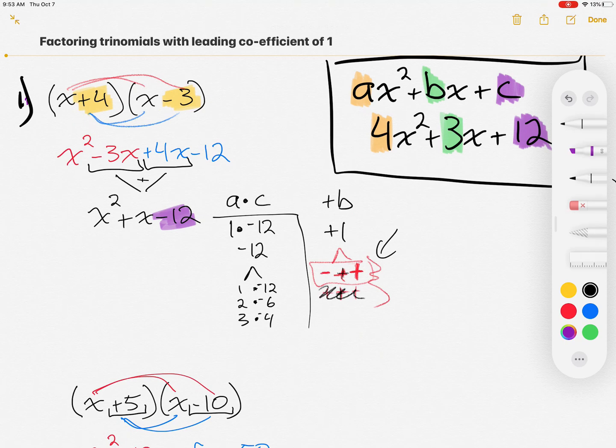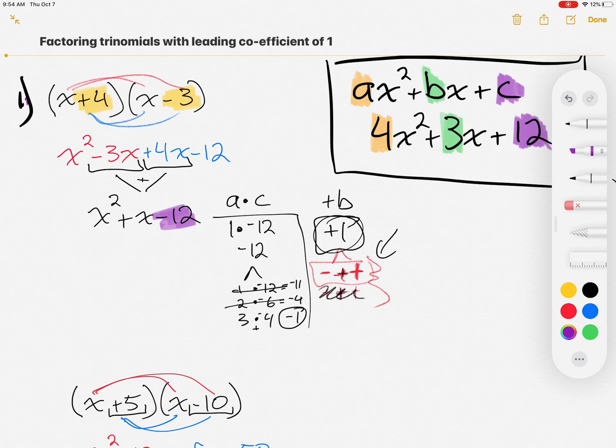So now we do the check. These all equal 12, negative 12. But which one adds up to positive 1, right? Because that's what our b value is. So the first one, 1 plus negative 12, gives me negative 11. Well, that's not right. 2 plus negative 6 gives me negative 4. That doesn't work. 3 plus negative 4 gives me negative 1. Uh-oh. Didn't work out. I've got negative 1.